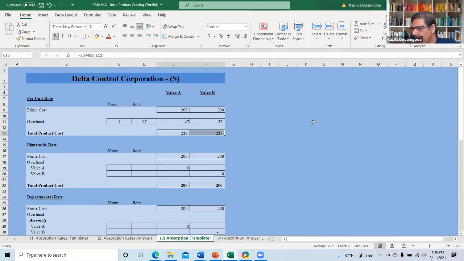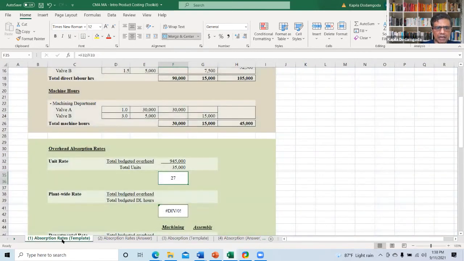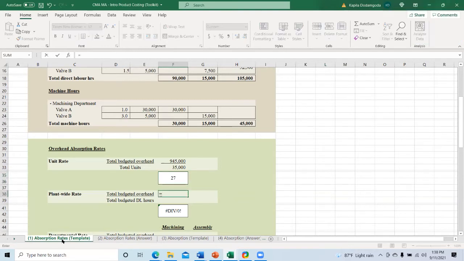Probably another aspect that you can try is the second method. We've been asked to calculate using the plant-wide overhead rate. Referring to the question now: estimate the unit cost of valve A and valve B using a single plant-wide overhead rate based on the direct labor hours. So how do we do that? If we have to establish a plant-wide rate, we should know for the entire plant how much the overhead is and how many direct labor hours there are. Overhead is how much? 945,000. That doesn't change.